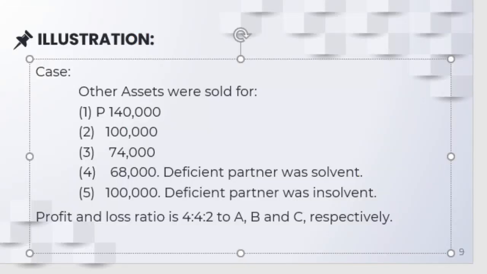If other assets were sold for 100,000 pesos. Again, the same pa din yung ating procedure. So again, sa statement of liquidation natin, sale of other assets, yung ating other assets is nabenta natin siya for 100,000.